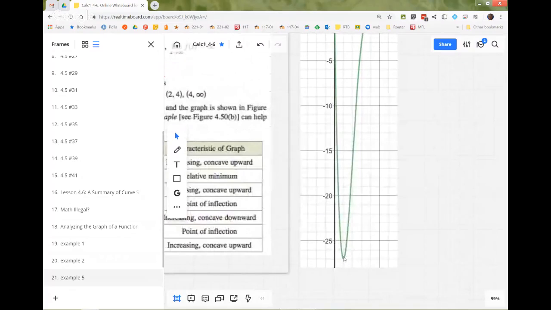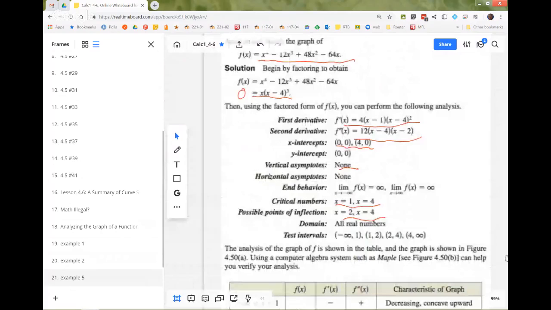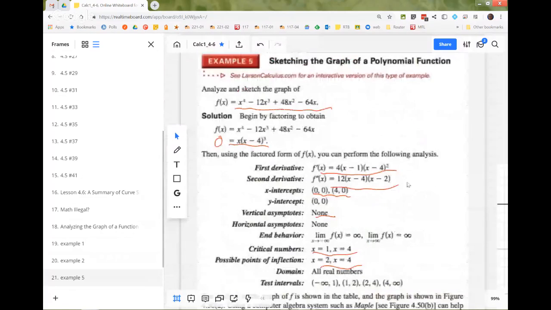I don't have decimals up here, but we could, that's 1 comma something. Let's put that one in decimals. Just get her straight here. I got to write her down. X to the 4th minus 12x cubed plus 48x squared minus 64x.